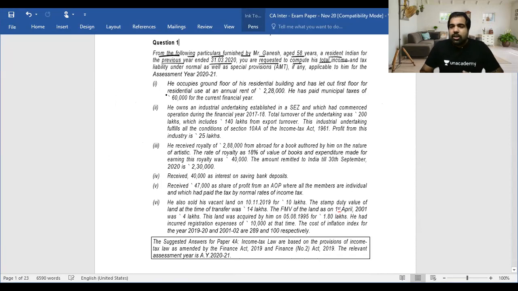All right. So guys, while we read it, I've twisted the question such that he opts for 115BAC. In the exam, if they say what if he does not opt, then calculate normally. And if he opts, then we'll see what you should do.